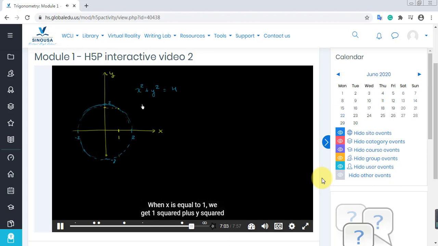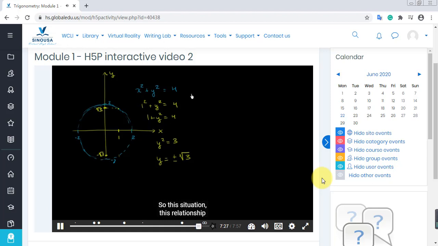And we can even solve for that by looking at the equation. When x is equal to 1, we get 1 squared plus y squared is equal to 4. 1 plus y squared is equal to 4. Subtracting 1 from both sides, y squared is equal to 3. So y is equal to the positive or the negative square root of 3. This right over here is the positive square root of 3, and this right over here is the negative square root of 3.